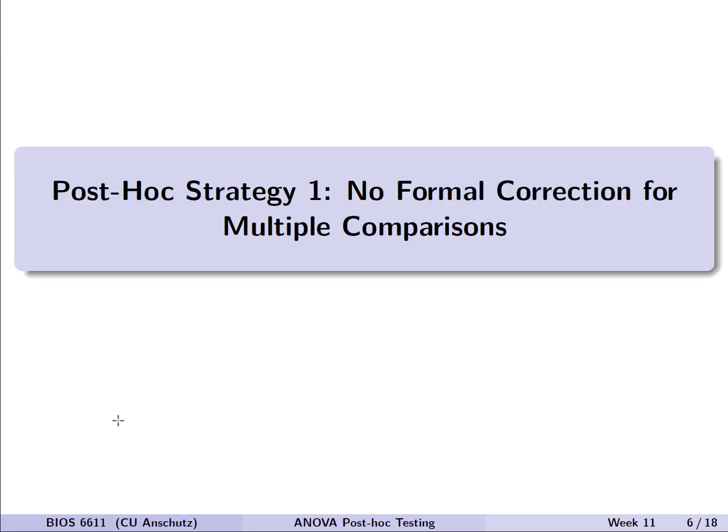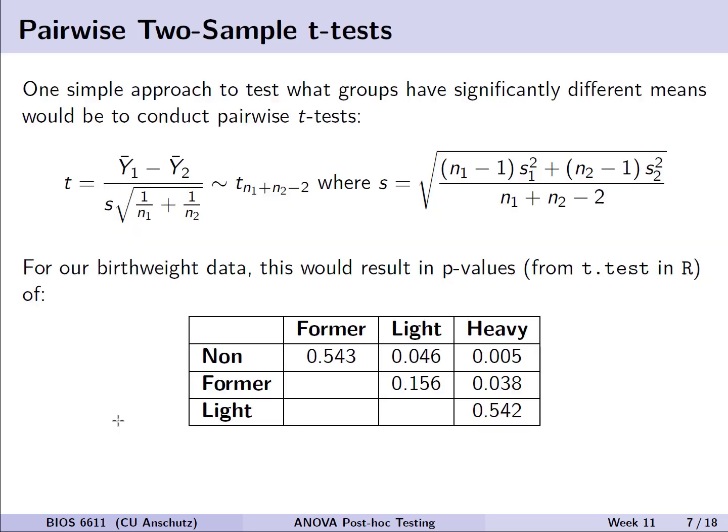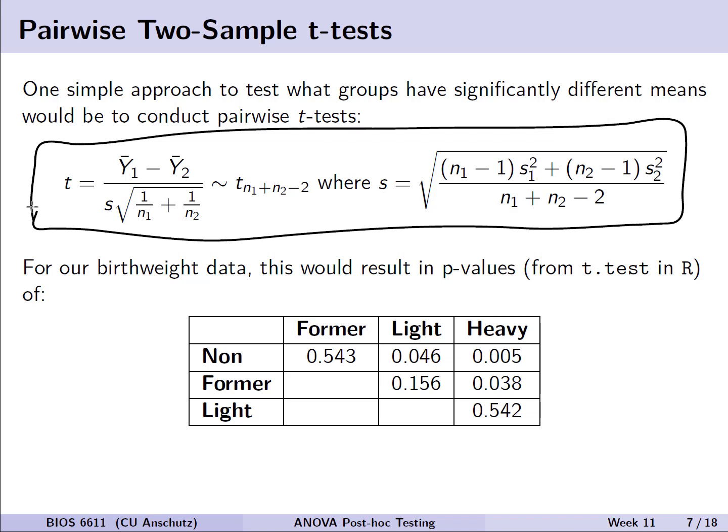So let's talk about the first strategy: no formal correction for multiple comparisons. For example, a simple approach that we might naively take, or if we just aren't concerned about multiple comparison testing and inflating our overall type 1 error rate, would be to conduct a bunch of pairwise t-tests between all of our groups. One way we can do so is by calculating a t-statistic for each of our group-wise comparisons, calculating that standard deviation s based on the group-specific data we have. For example, in our birth weight data, if we used the t.test function in R, we could get a table that summarizes all of our pairwise comparisons, where we would note that we have three significant pairwise comparisons where the p-value is less than 0.05. And then we have three comparisons where there are p-values greater than 0.05, suggesting there may not be a significant difference.